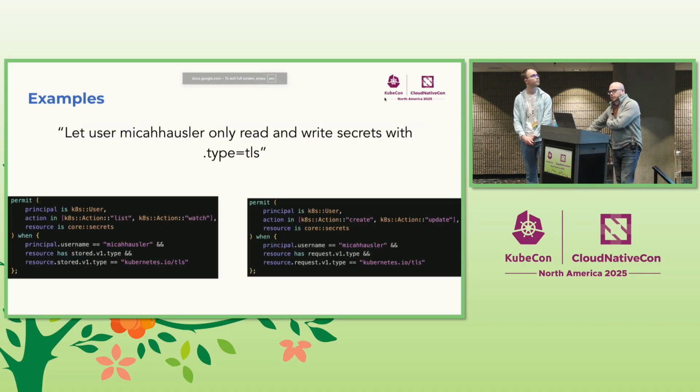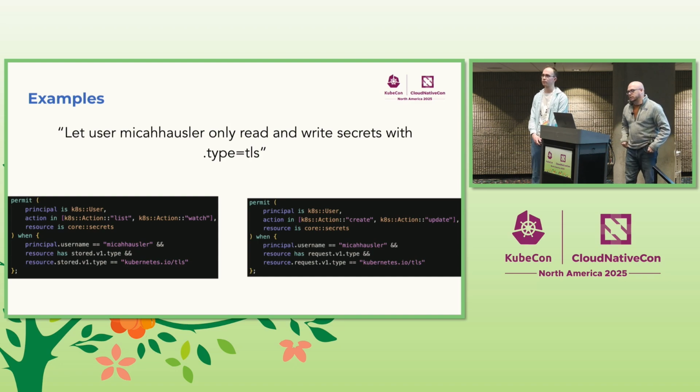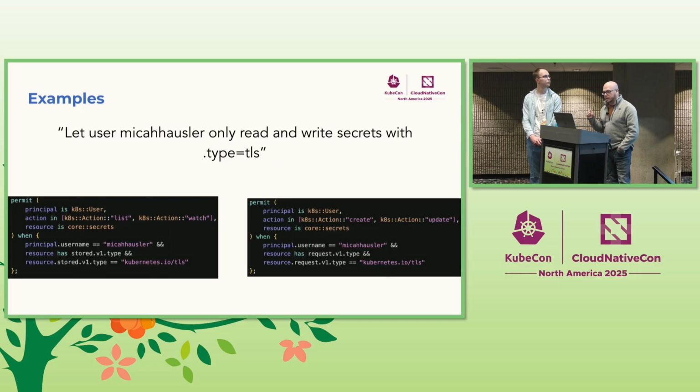Yes, this one. In this example, we want to let user Micah Hausler only read and write secrets with a type of TLS. So we've got two policies. These are Cedar policies, and I won't get into all of the syntax, but these are both permit policies. We could write forbid policies as well, but we're just going to show permit today, where we're saying a user has to be a Kubernetes user. On the left policy, they can list or watch, and the resource type is a secret. We're going to add some conditions, not just any user. It's got to be specifically one username.